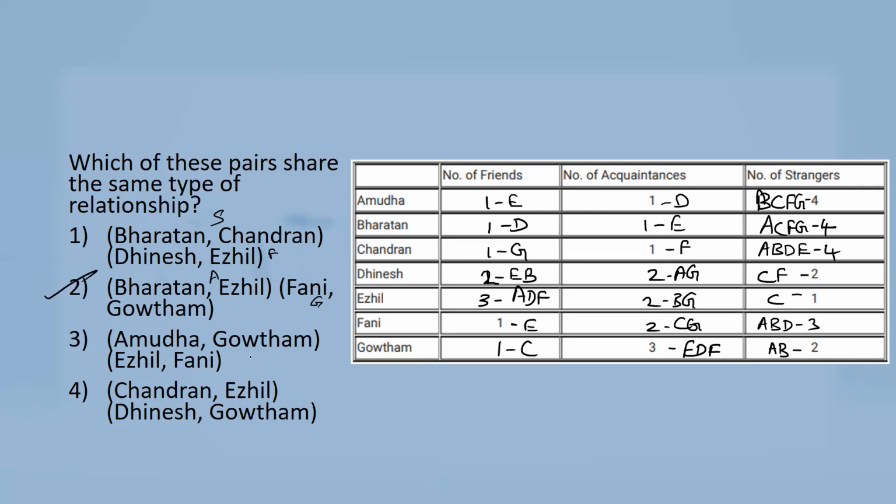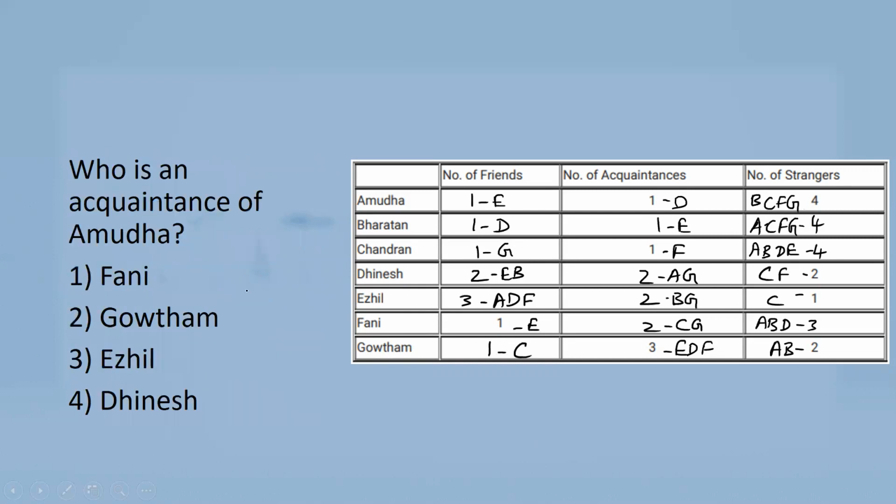Amudha and Gautam is stranger. Elil and Funny are friends. Chandran and Elil are strangers. And Dinesh and Gautam are acquaintances. So option 2. Next one: who is an acquaintance of Amudha?